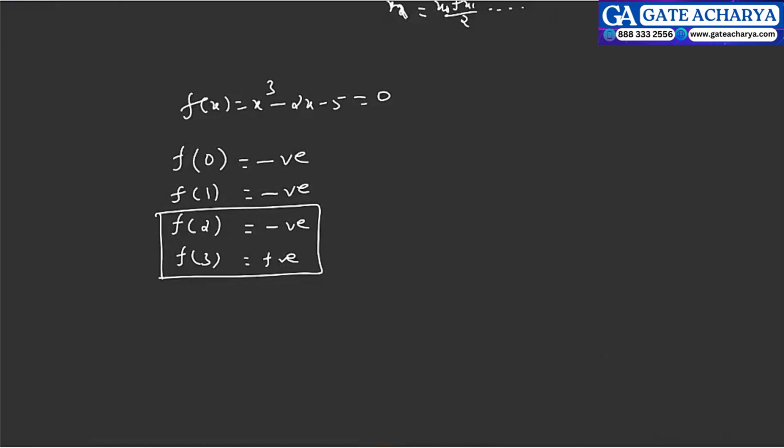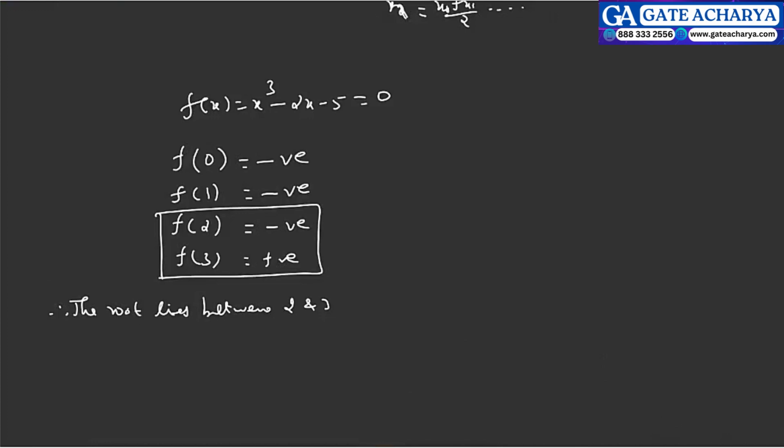Therefore, the root lies between 2 and 3, because by the intermediate value theorem, f of a and f of b are of opposite sign. If so, the function curve moving between the two will meet the x-axis. Such a point is an intermediate point. Then apply the bisection method. What is the bisection method? Sum of the interval divided by 2. Then we add 2 plus 3 by 2, that is equal to 2.5, the initial point.